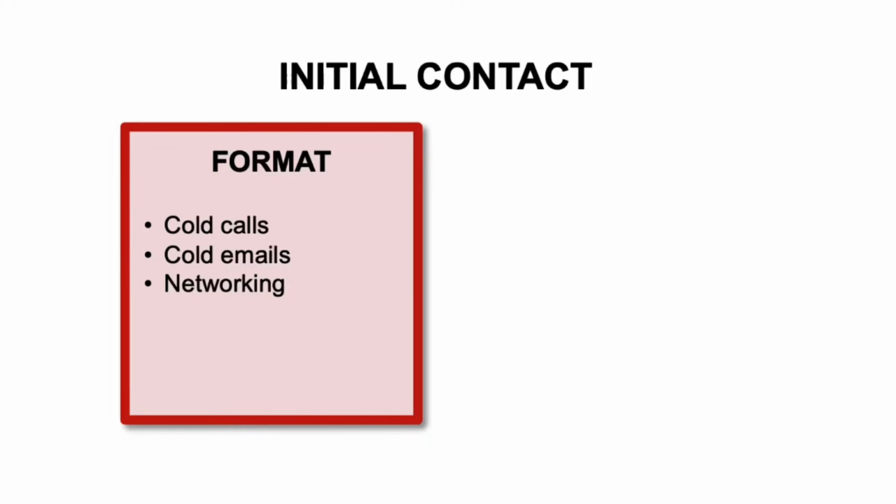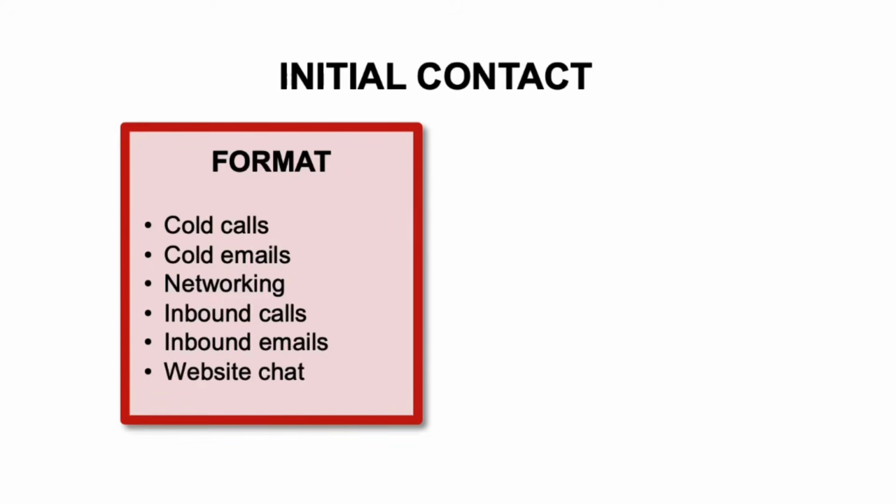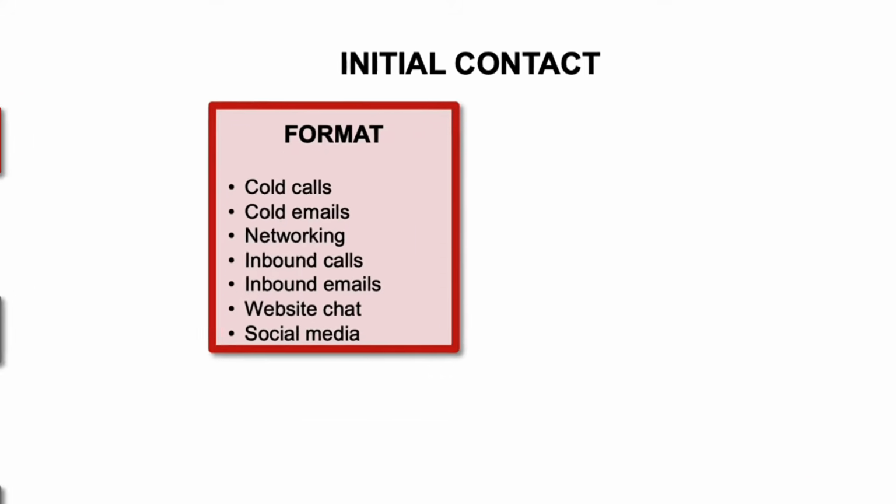It could be meeting someone out at a networking event or meeting someone in different social situations. The initial contact could also be the prospect contacting you by calling your company or sending an email to your company through a contact us page on a website. Or it could be a prospect communicating with you or your company through a website chat. And certainly it could be interacting with prospects in different ways through social media.